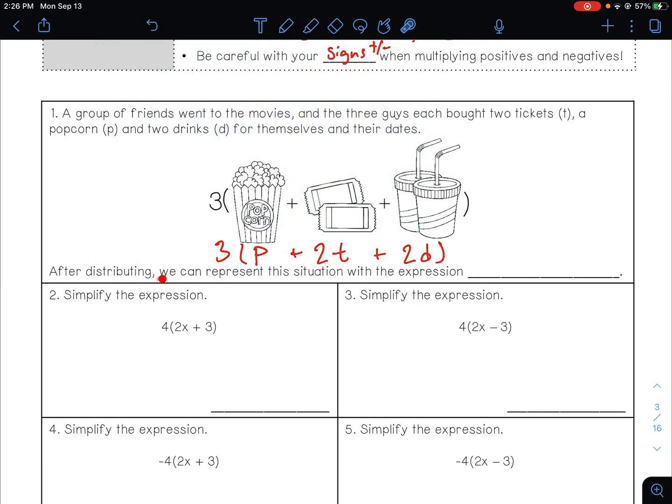After distributing, we can represent the situation with this expression. So when you distribute, you say 3 guys, well, they needed 3 popcorns. So 3P. Second rainbow, 3 times 2T, well, that's 6T. And then for our third rainbow, triple rainbow this time, that's 6D. Now, what goes between them? Well, you're multiplying by a positive. 3 times positive P is 3P. 3 times positive 2T is positive 6T. And 3 times positive 2D is positive 6D. So that is how we simplify.